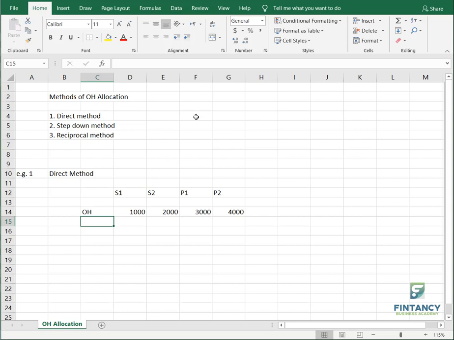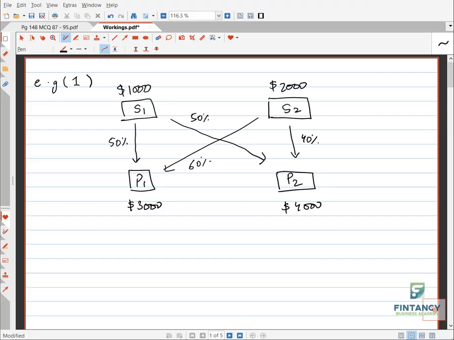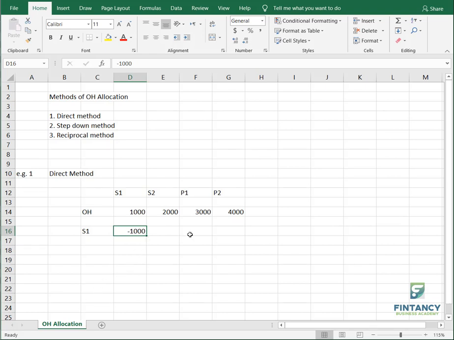So what is the direct method? Very simple. You allocate the service overheads to production departments. For S1, how much is the overhead? 1000, so I will say minus 1000 from here. In what ratio should I allocate? Remember, it was 50-50. S1 is giving 50% to P1 and 50% to P2. How much is 50% of 1000? 500 here, 500 here. Nothing here, because S1 is not giving anything to S2.